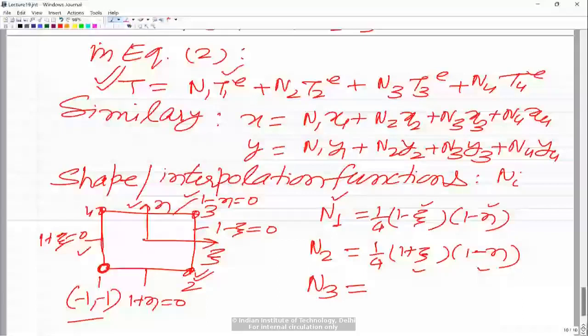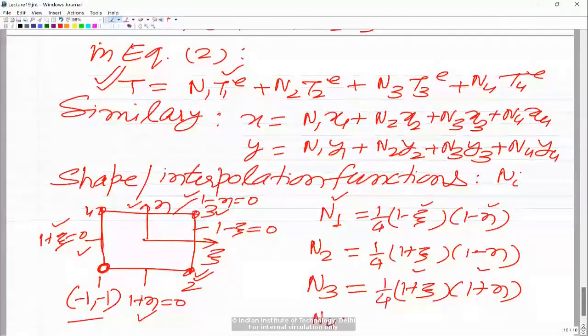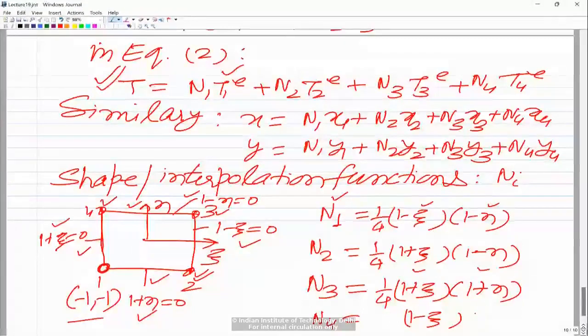Similarly, if you look at N3, this is the node. We take the lines which are covering the other nodes: this line 1 plus xi equal to 0 and this line 1 plus eta equal to 0. So (1 plus xi) into (1 plus eta) is the equation of these lines. And again at node 3, when I put xi equal to plus 1 and eta equal to plus 1, it will give me 4. So I divide it by 4. Similarly N4 is for this node. I take the equations of this line and this line: 1 minus xi and 1 plus eta, and then divide by 4. So these are basically the shape functions.